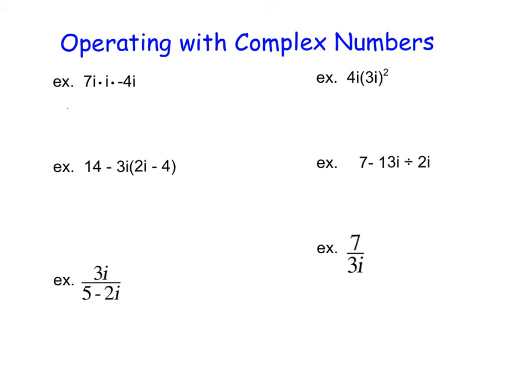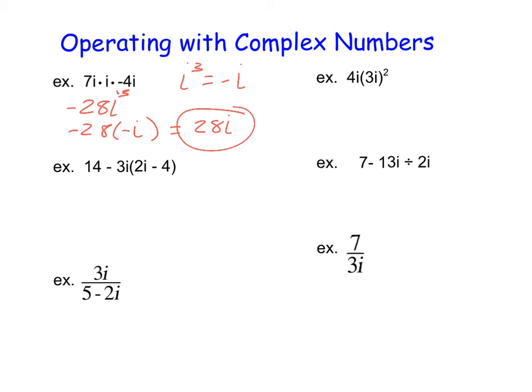So I have 7 and -4 is -28, and then I have 3i, so i to the third. I to the third is -i, so that's -28 times -i. So my final answer is 28i. I'm going to square, remember order of operations, so this is 4i, and then 3i squared is 9i squared. So that's 36i to the third. Again, i to the third is -i, so we get -36i.